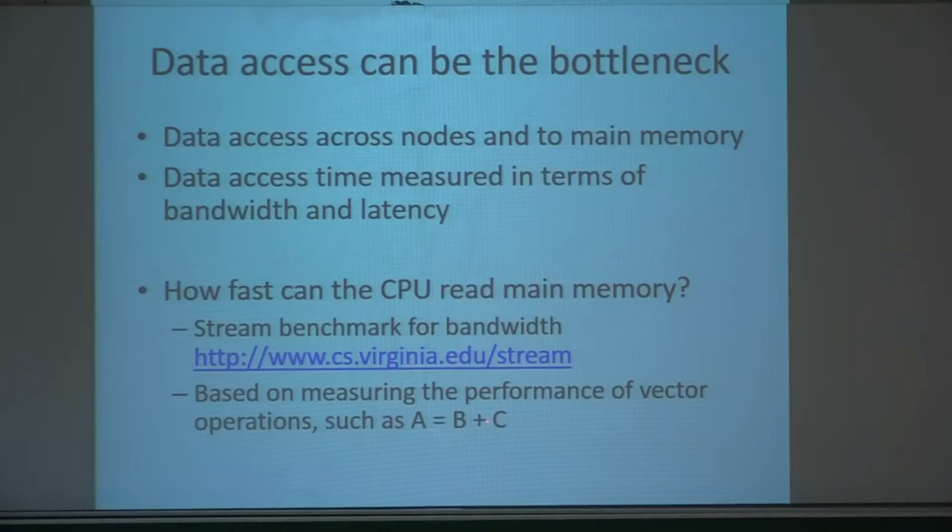And you're only doing one flop for each of these three elements. So whenever you're doing something like this, you're going to be limited by how fast you can read memory, not how fast your computer can perform arithmetic. So this is why it can be a bottleneck. This benchmark measures things like this vector operation. And it's good to know what the maximum bandwidth is because it will tell you how fast your program can go, assuming that your program is limited by memory bandwidth.